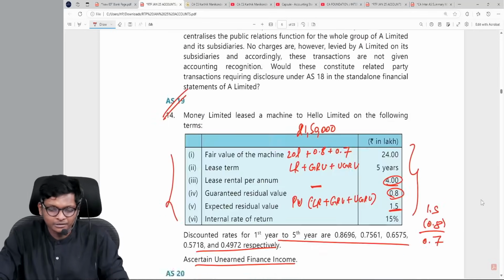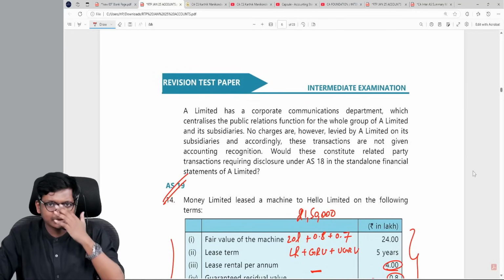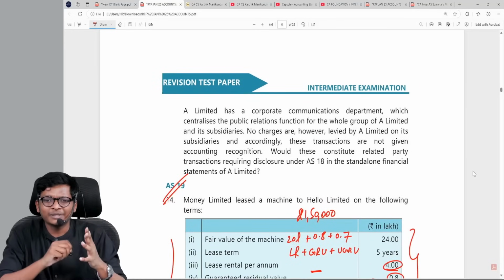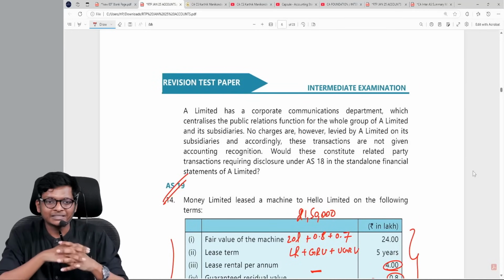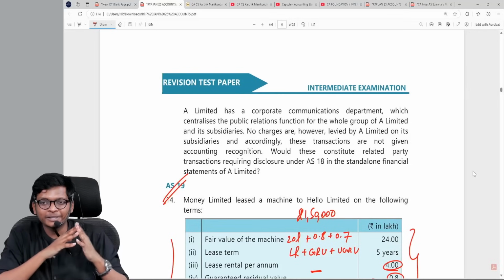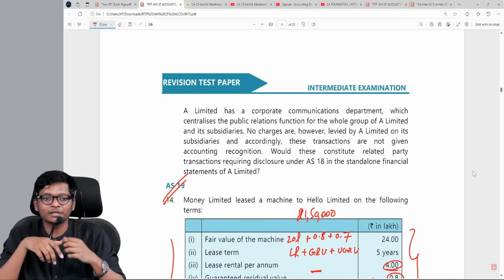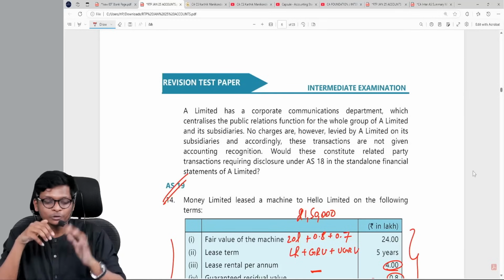Correct? So the director's wife is coming to, let's say, some company. She will get it for free. Let's say the director of Louis Vuitton. Director's wife is coming, saying I want this handbag. If I ask her to pay 5 lakhs, then at home you will have trouble.